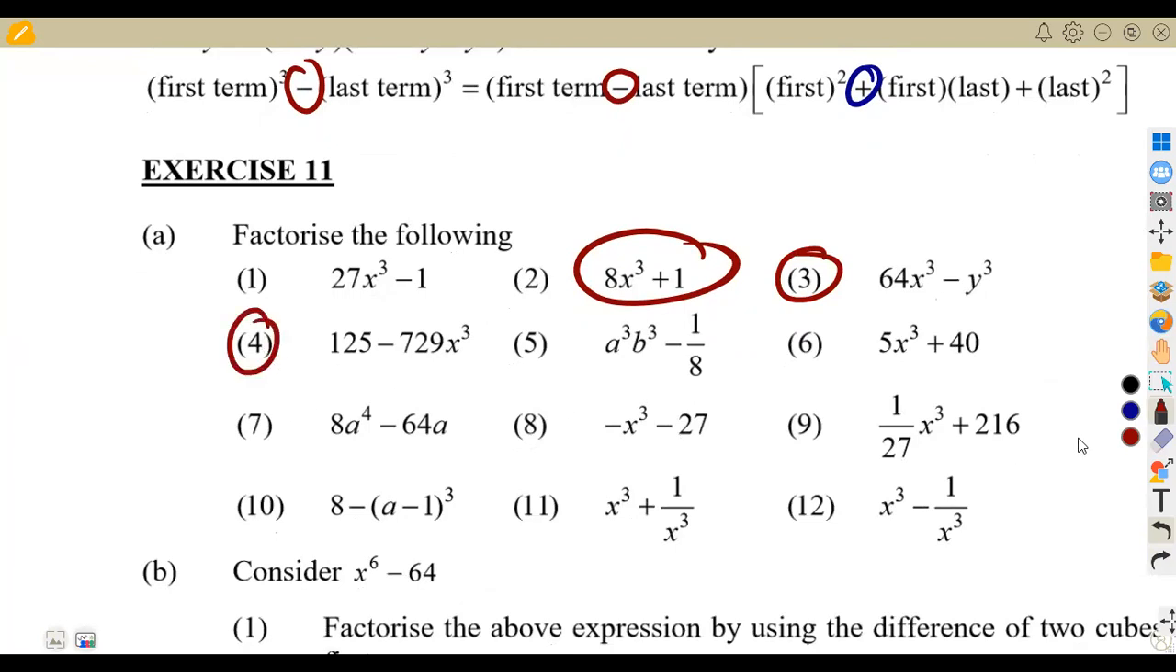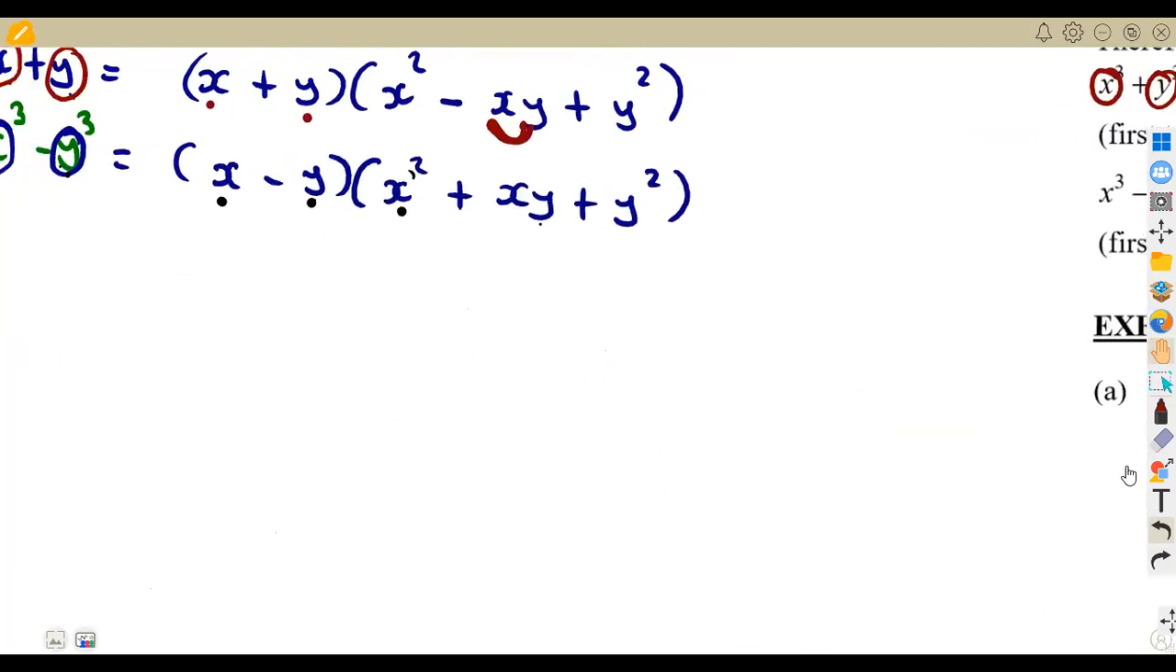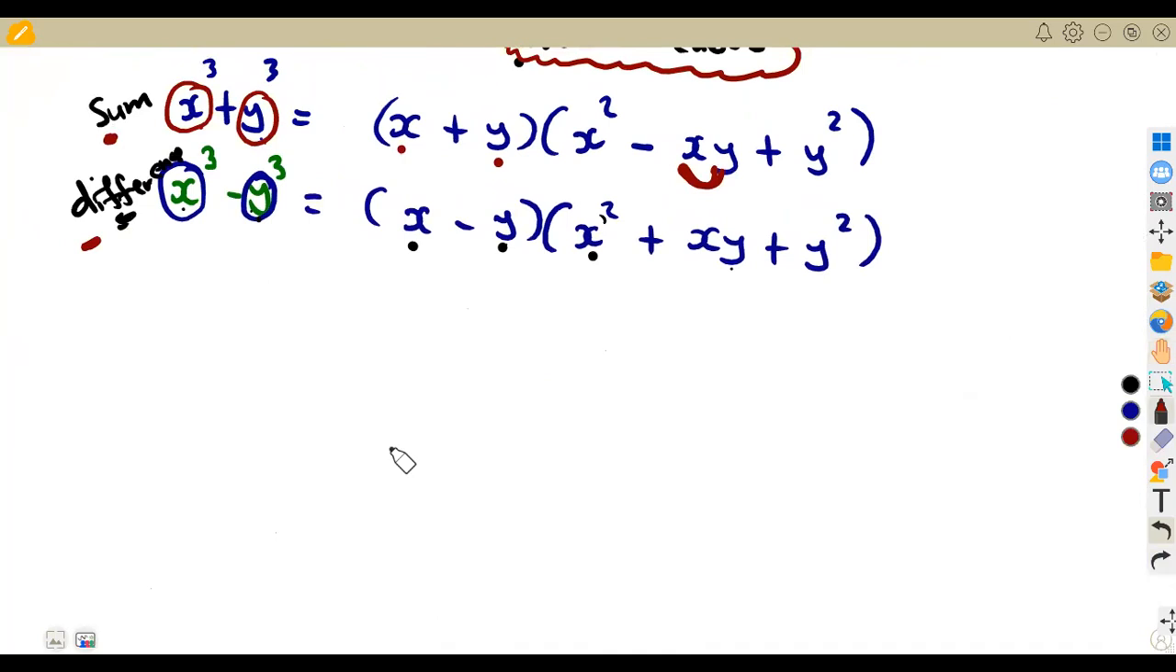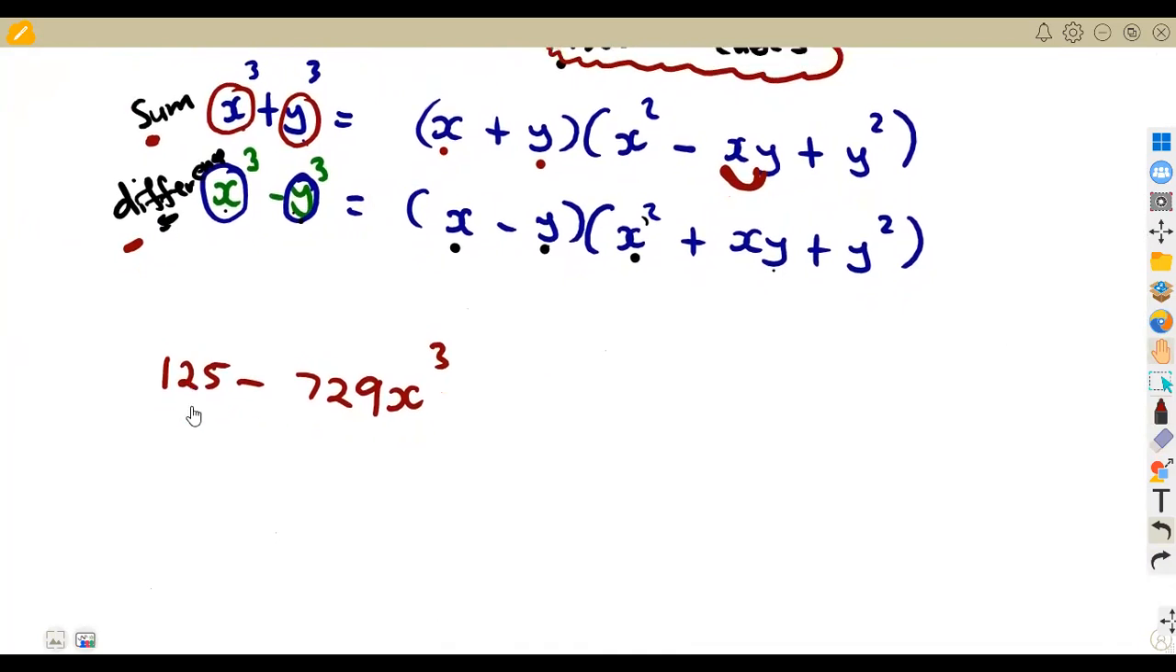Same situation on number 4, 125 minus 729 x cubed. We're asked to factorize this. This is x cubed. So the question is for us to factorize. As you can see, we have to try. Is it a difference of 2 cubes? Is 125 a perfect cube? Yes.